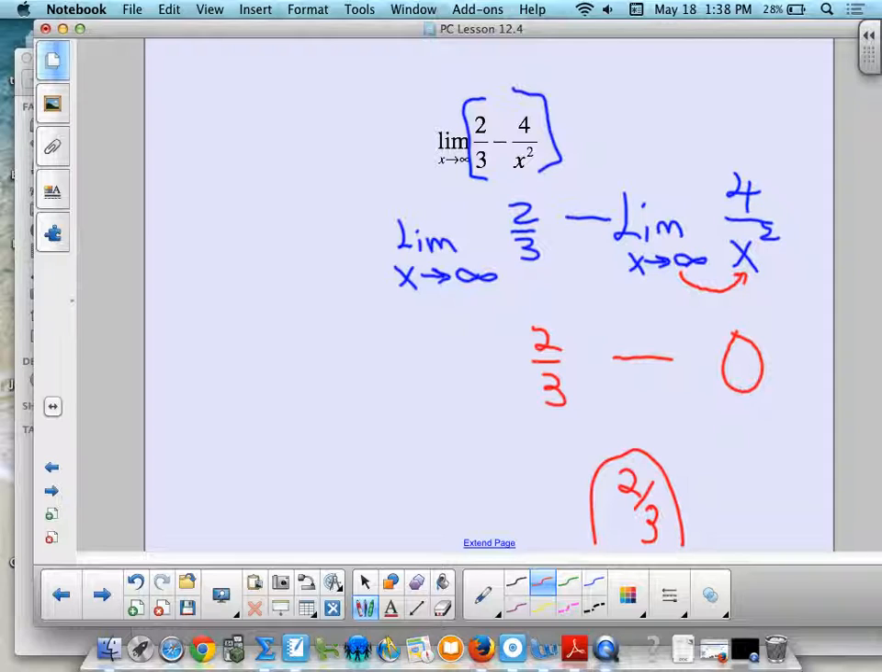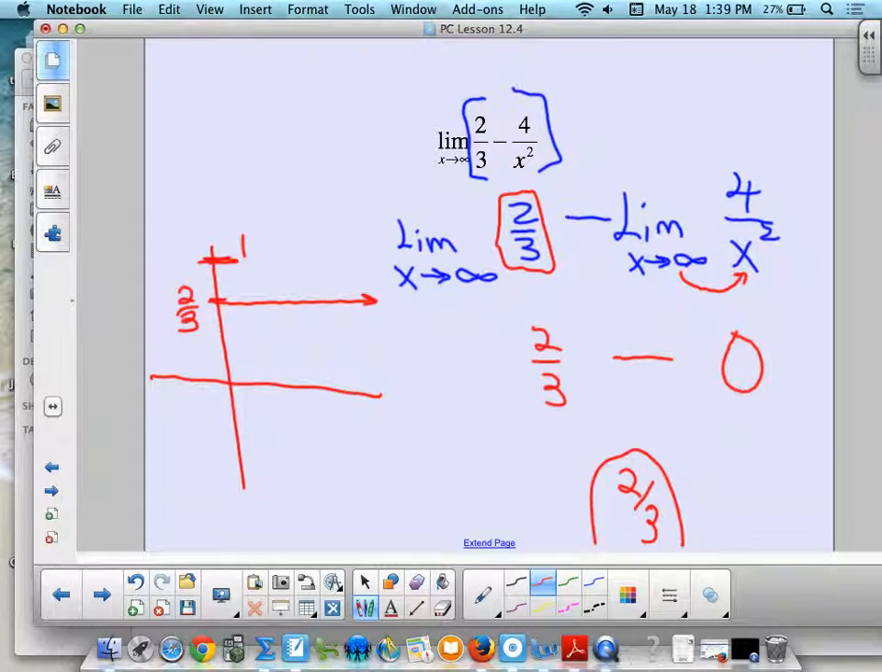Why is it 2/3? If you look at the graph, just look at the graph. See this function 2/3? Remember, that's f of x. Y equals 2/3. Well, here's 1. So 2/3 is about right here. Y equals 2/3 is a horizontal line, forever this way, forever that way. If you went to positive infinity, here's positive infinity. Every time you go up, you hit the same number. What's the same number? 2/3.